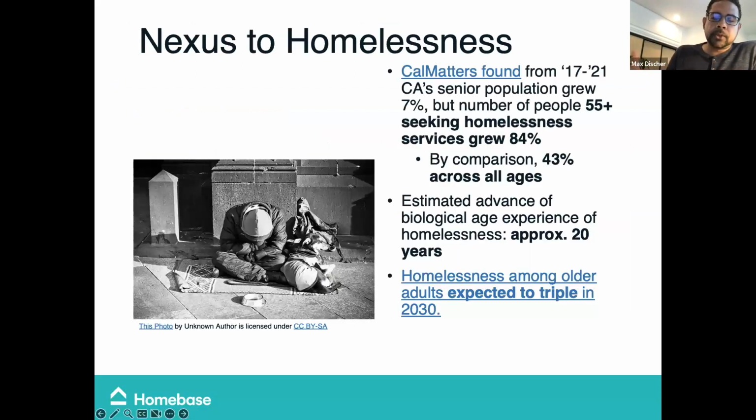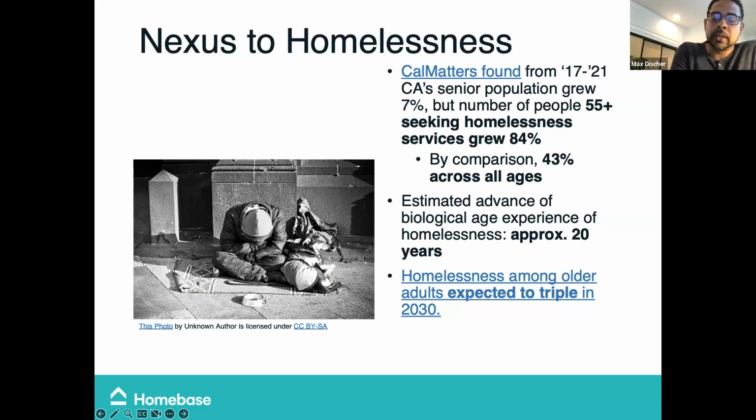And now we might also be wondering by now, because I've been talking in very general terms for the entire time so far, what is the nexus to homelessness? Cal Matters, you may be familiar with, is a publication focused on homelessness in the state of California. They found from 2017 to 2021, California's senior population grew by 7%, but the number of homeless individuals 55 and over that were seeking services grew by 84%, as a massive distinction.